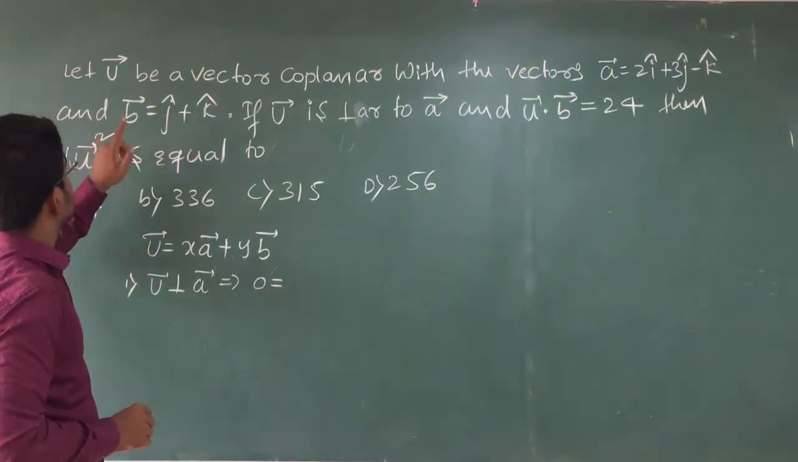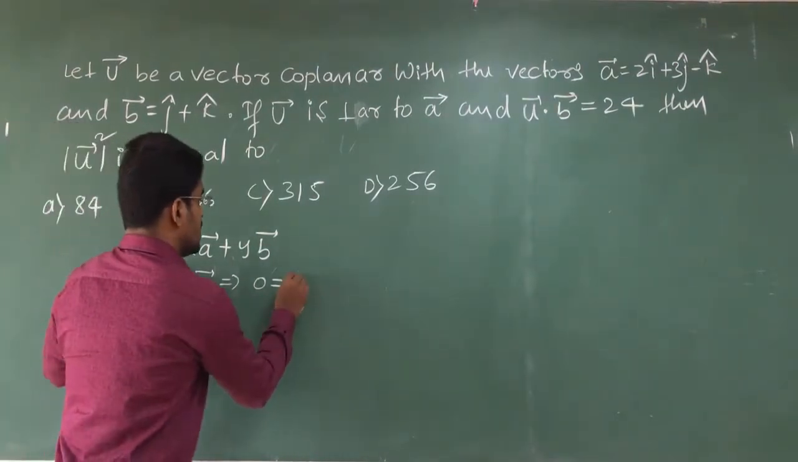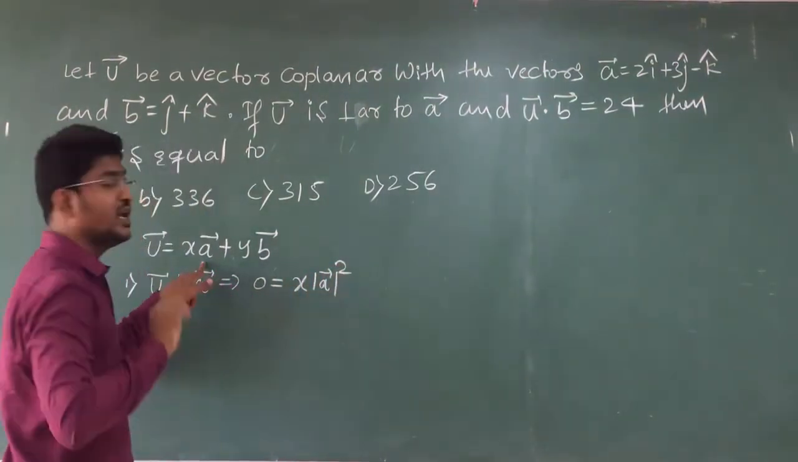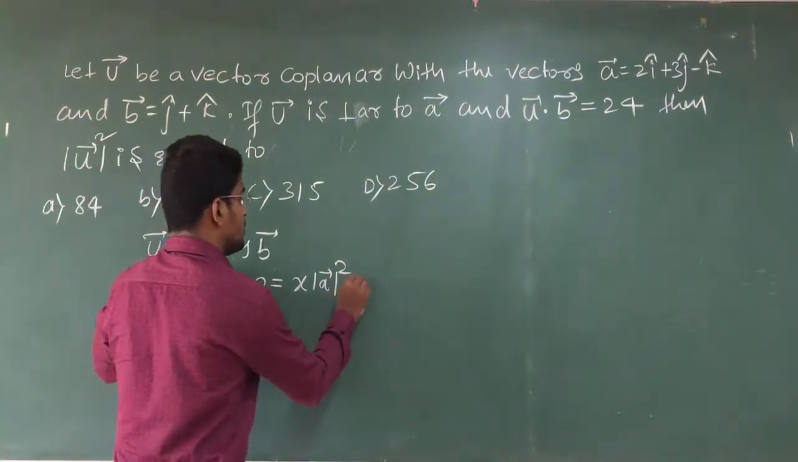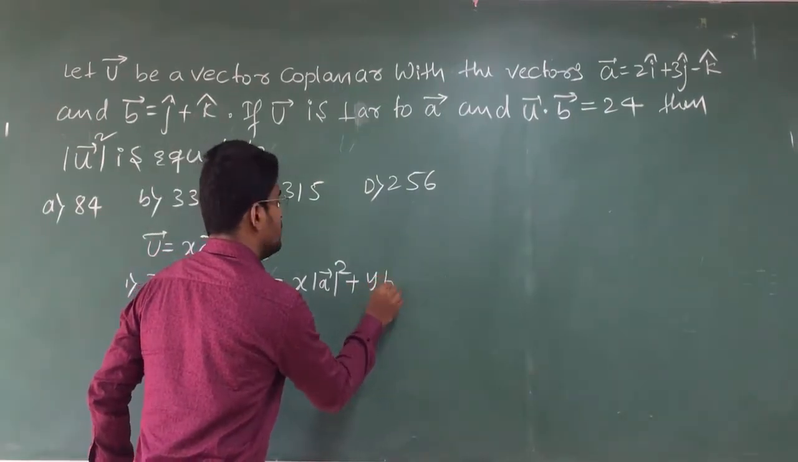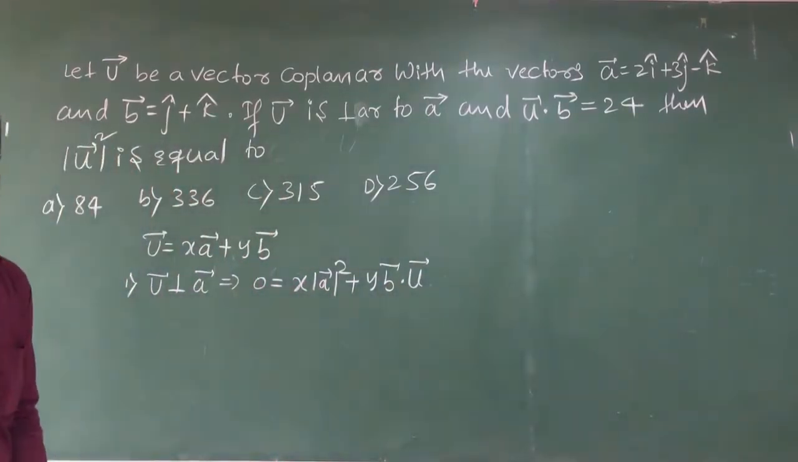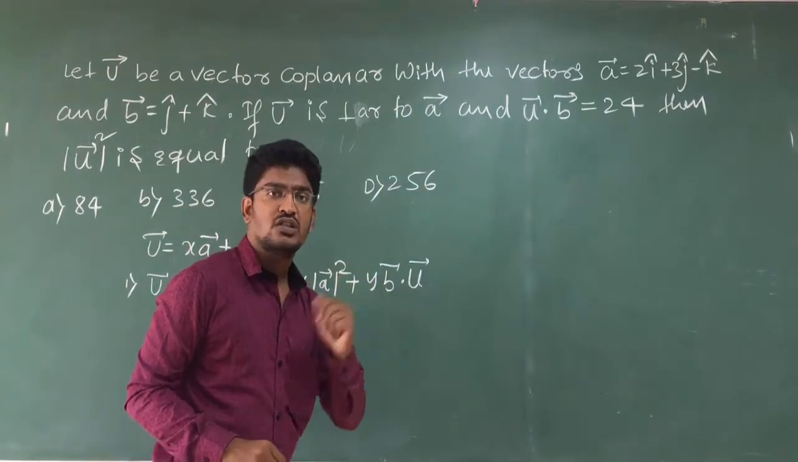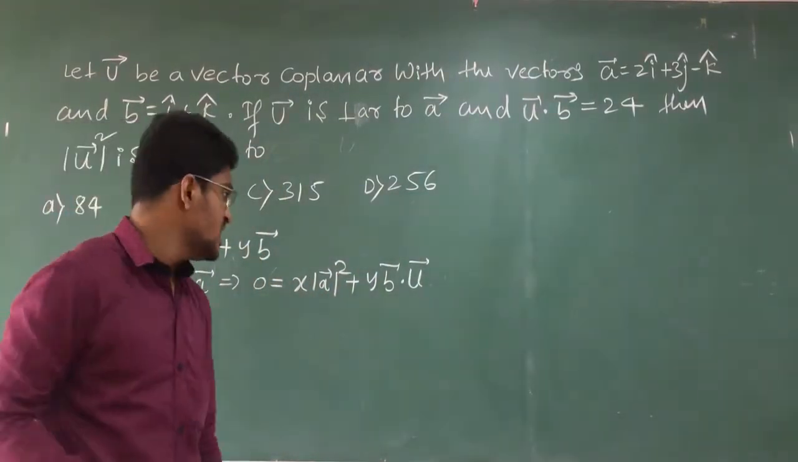What is u dot A? So that is x into mod of vector A square, plus y into vector B dot vector A. No problem. So vector u dot vector B is 24, that is also no problem. Here mod of vector A square, A dot A, will be vector A square.